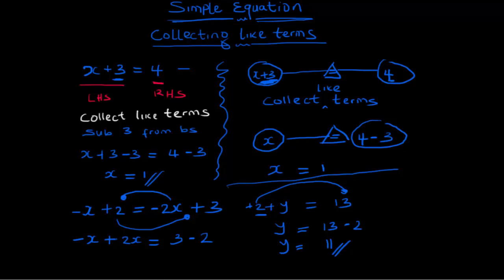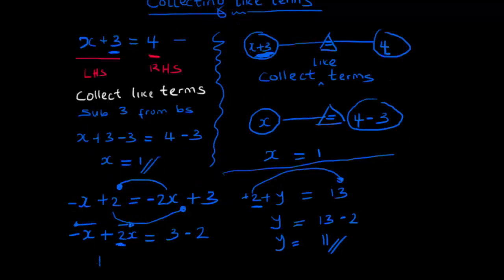Minus x plus 2x. Now they are moving in different directions. Plus to the right, minus to the left. Plus is bigger, so the sign is plus. And then, because they are moving in different directions, I subtract. I've got an invisible 1 here. 2 minus 1 is 1. So I'm having x. There's an invisible 1x that I don't want to put. So 3 minus 2 is what? 1. So definitely x equals 1.